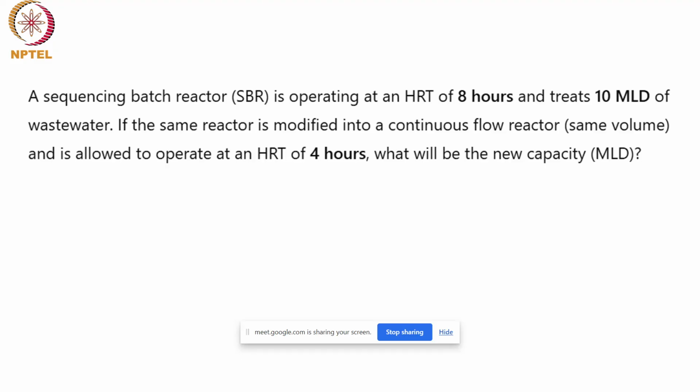Okay, the same reactor is modified to a continuous flow reactor, and the HRT is 4 hours. Okay, we have to find what is the Q. Given both are of the same volume.